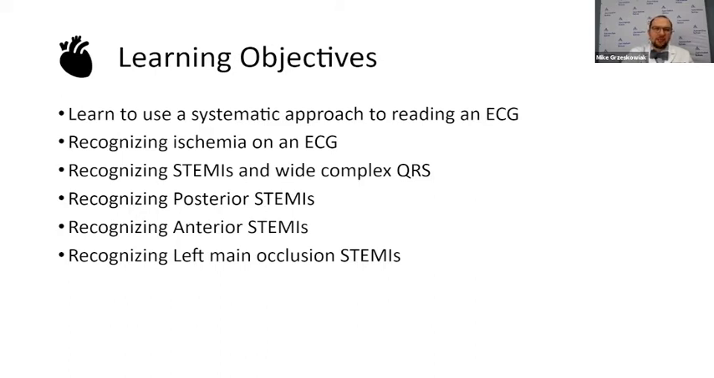And after we go over the basics of STEMIs, we're going to go into some of the nuances of STEMIs. So how do STEMIs look in a wide complex QRS? How do they look in posterior and anterior MIs? And then lastly, we'll touch on left main occlusions, which have their own presentation on EKG, which is important to note because it doesn't look like our typical STEMI.